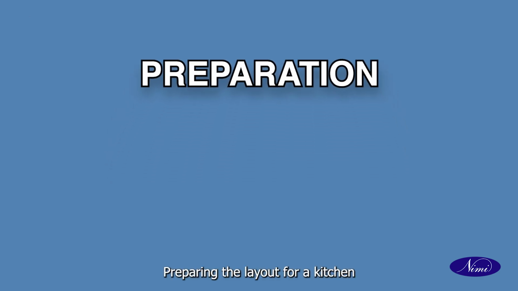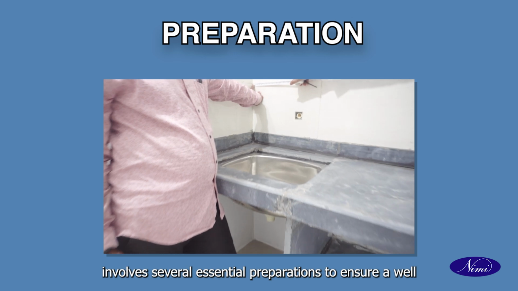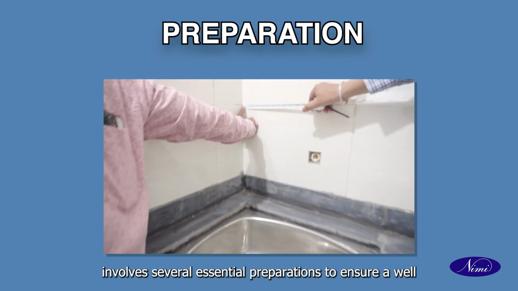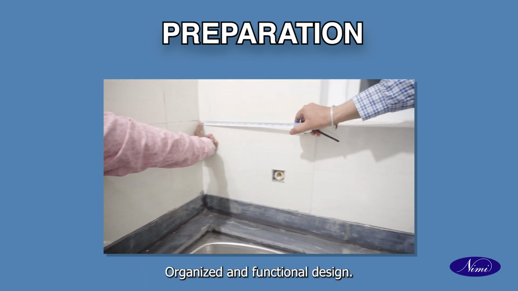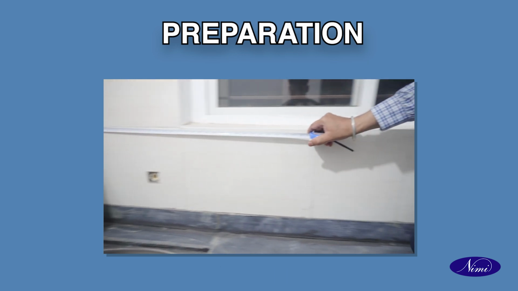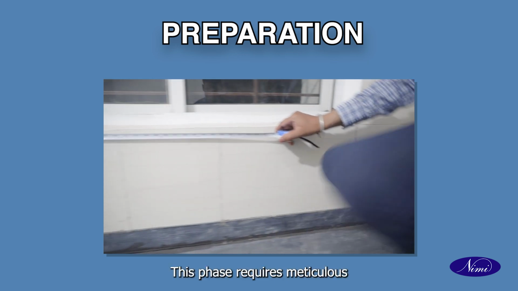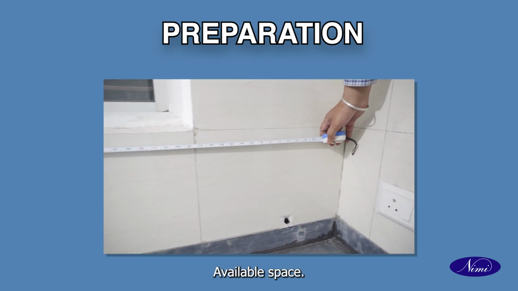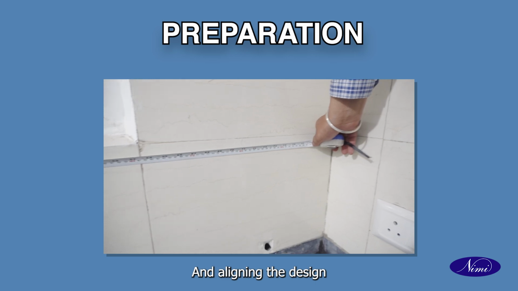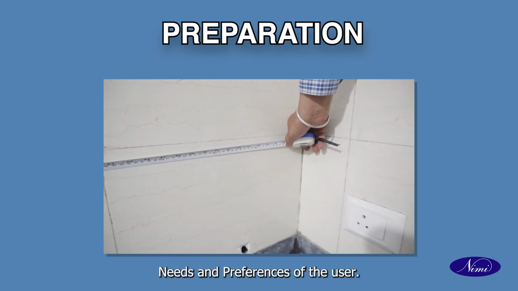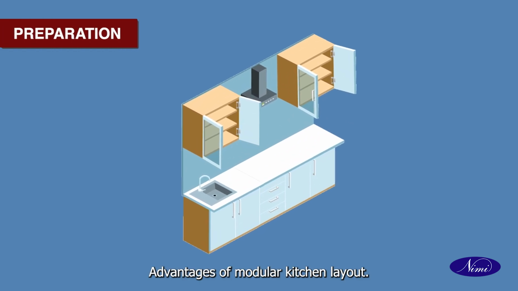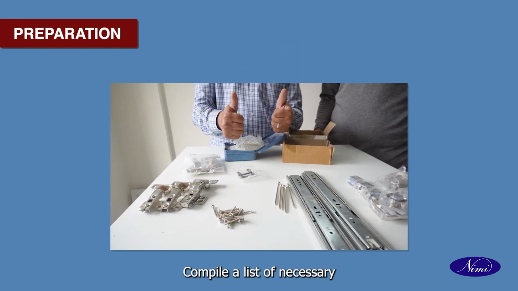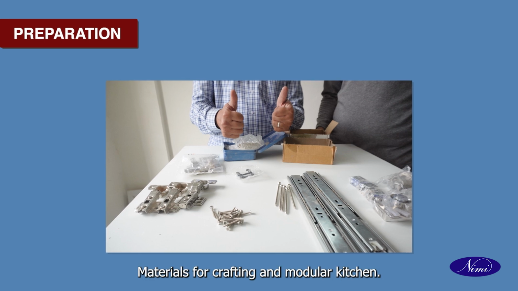Preparing the layout for a kitchen cabinet structure involves several essential preparations to ensure a well-organized and functional design. This phase requires meticulous attention to detail, understanding the available space, and aligning the design with the specific needs and preferences of the user. Advantages of modular kitchen layout: compile a list of necessary materials for crafting a modular kitchen.